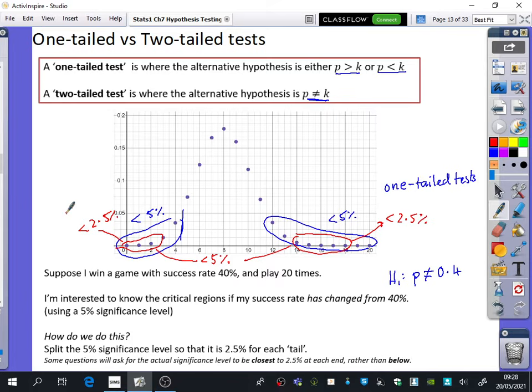The reason that they do that is because if this one goes a little bit above 2.5%, this one might be a little bit below 2.5%, and altogether it might add up to something that is closer to 5%. But it will make it very clear in the question if it wants you to pick the one that is closest to 2.5% rather than the one that is below 2.5%. So let's actually have a look at doing this two-tailed critical region test on the next page.